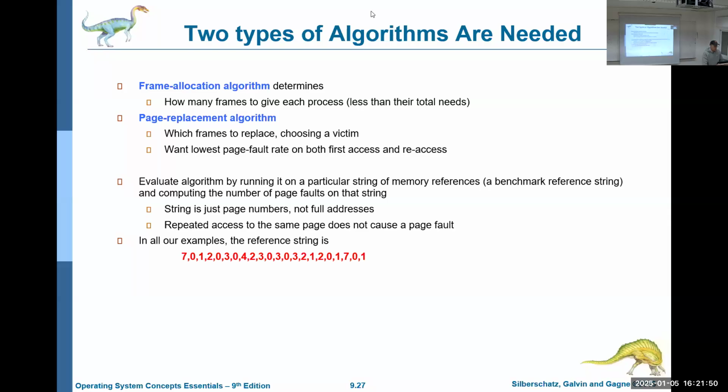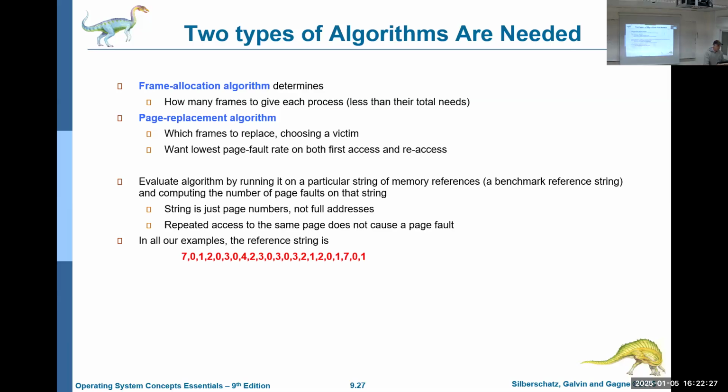Two types of algorithms are needed. In general, we need a frame allocation algorithm to choose how many frames to give to each process in the beginning. Is that an algorithm? It's like you just choose; it's a one-time thing. But we need to have some kind of estimate. Bigger programs maybe get more frames, and smaller programs might need fewer frames. We need some kind of algorithm.